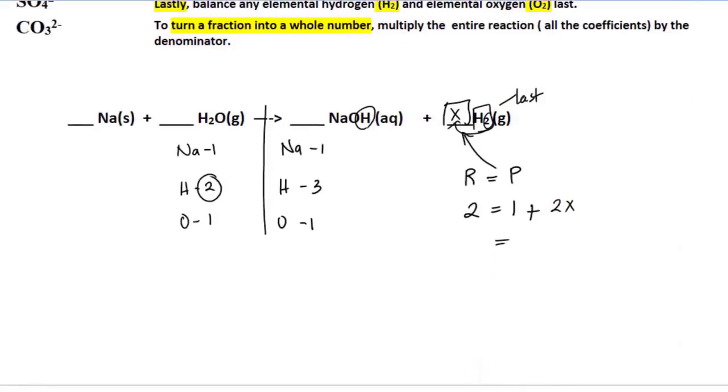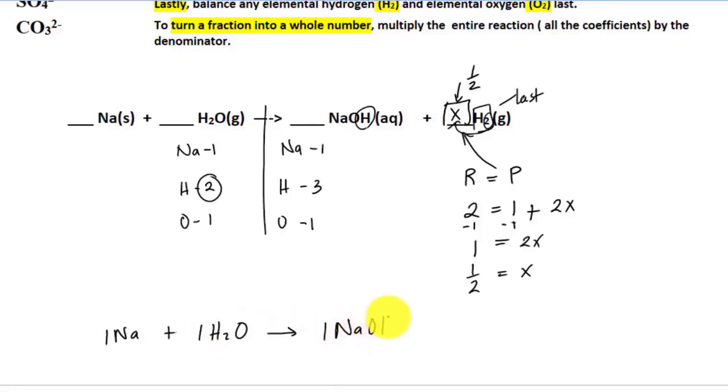Using your basic math skill, we bring the 1 over here, minus 1, give us 1. And over here, we have 2x. And x is equal to 1/2. So right here must be 1/2. Okay? So if I were to rewrite this, I would have 1 Na plus 1 H2O equal to 1 NaOH plus 1/2 H2. And this is still the right answer using the fraction.